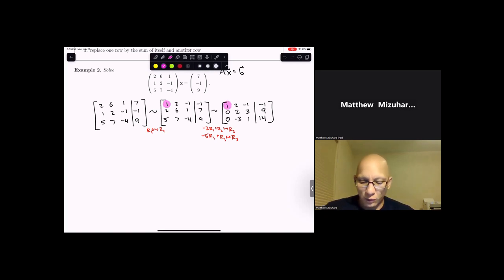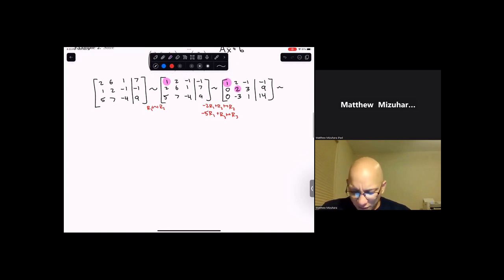And now to continue row reducing, I go to the next row and look for the first non-zero entry. In this case, it's the 2. That's my next pivot, and I'm going to use that to zero out below it. All right, I want to avoid fractions here. So in fact, what I'm going to do is do a little bit of manipulation here.